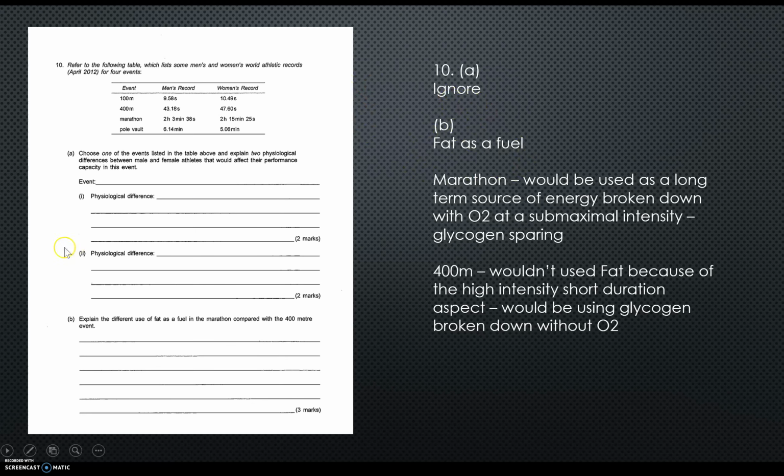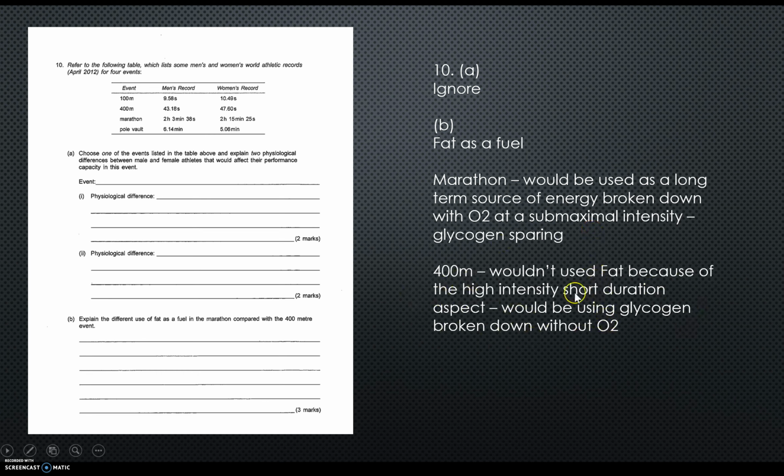So ignore the first one about the physiological difference. That's physiological factors that affect performance. But explain the different use of fat as fuel in a marathon compared to the 400 meters. So we're looking at fat as a fuel in a marathon. It could be used as a long-term source of energy, broken down with the O2, and we could spare glycogen to be used at a higher intensity of performance.